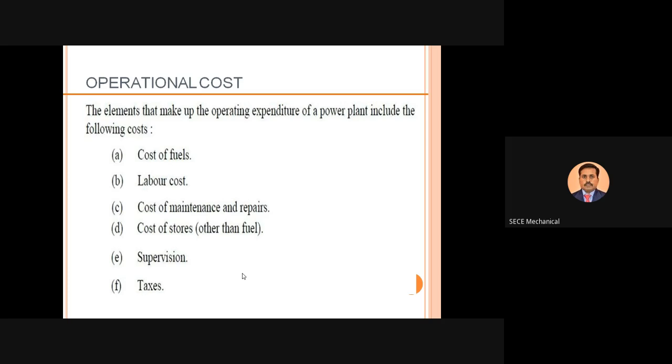A power plant, if you want to operate it, you cannot operate without fuel. I already told you, so you have to purchase the fuel. That means coal. For example, a coal-based thermal power plant, coal is the main fuel. Lignite. In our area, we have a lignite source. For example, Neyveli. So you have to take the coal from Neyveli. Then you need some transport facility. So that cost is everything included in your cost of the fuel.